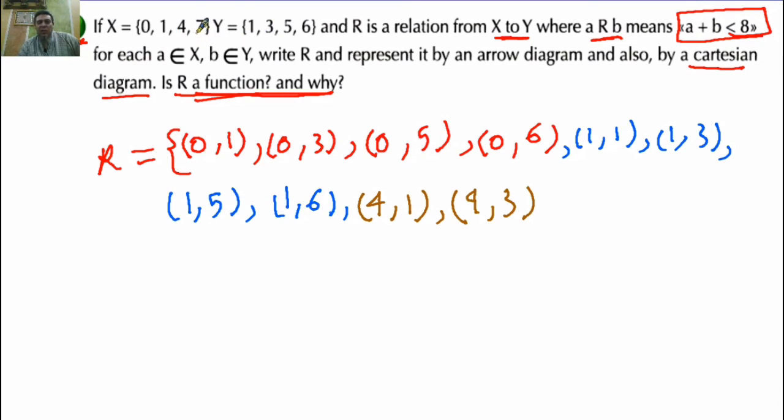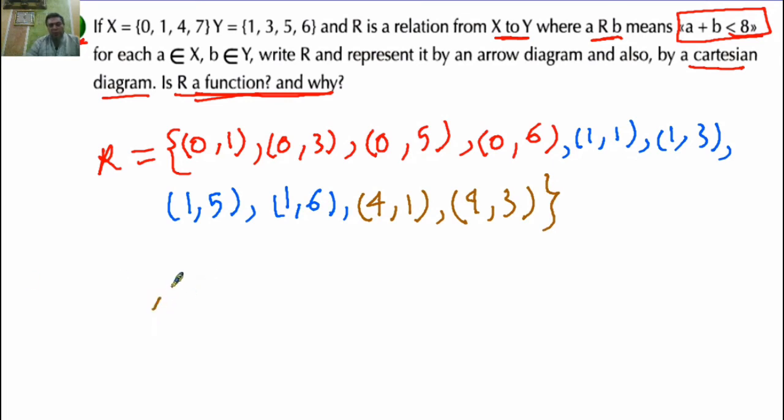After that, 7. 7 plus 1, 8 not less than 8, then 7 is not connected with 1. 7 plus 3, 10 not less than 8. 7 plus 5, 12 not less than 8. 7 plus 6, 13 not less than 8. This is the end of the relation.